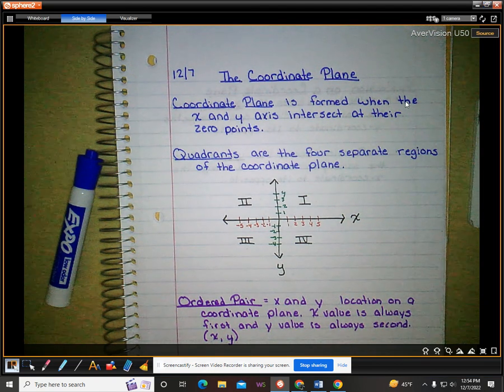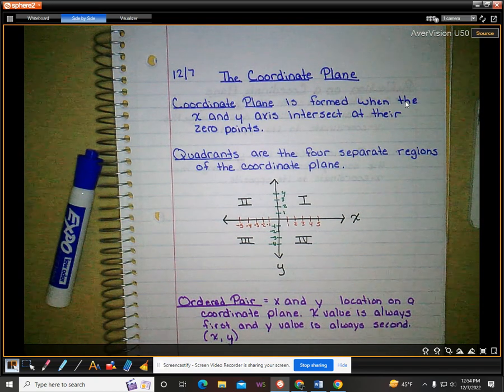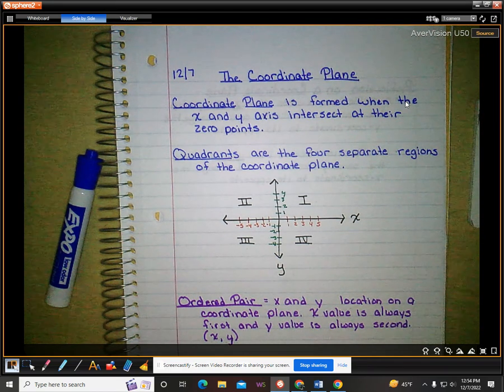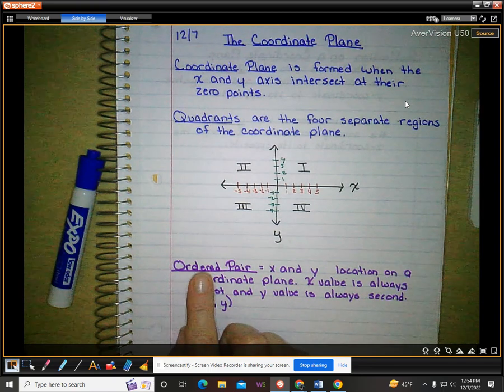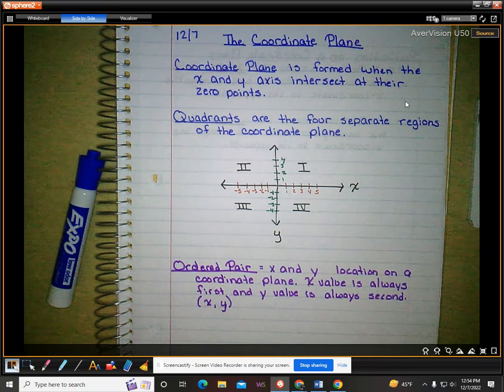So we're switching gears from fractions, moving over to coordinate planes. So today we're going to look at 4 different things with a coordinate plane. First, what a coordinate plane is. Then, what quadrants in a coordinate plane are. Then looking at what ordered pairs are. And then we'll talk about reflections in a coordinate plane.